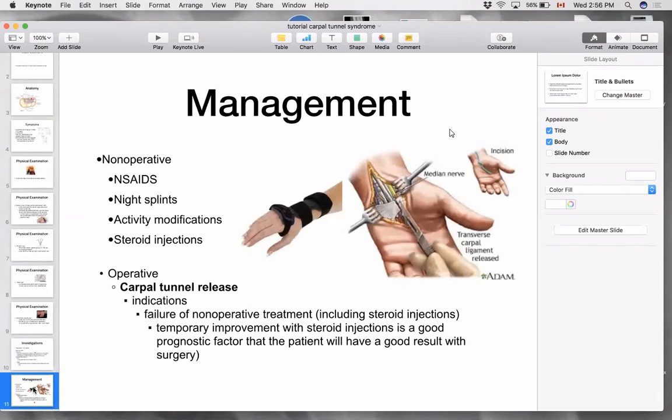So management. Usually start with non-operative treatment: give the patient non-steroidal anti-inflammatory medications, give them a night splint, and advise them to change their activities to avoid any activities reproducing the numbness and pain. In some cases, injecting steroid in the carpal tunnel can give good relief to the patient. However, if all this fails, then carpal tunnel release is the best option after failed medical treatment.